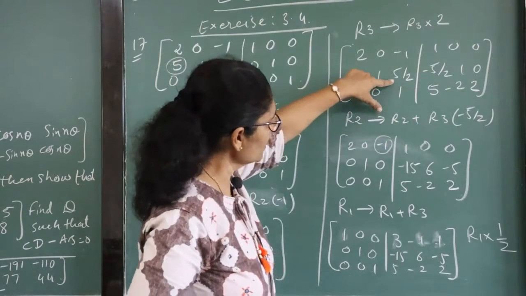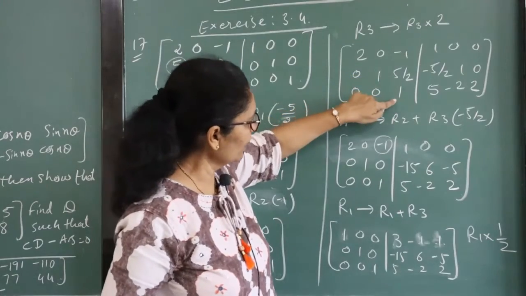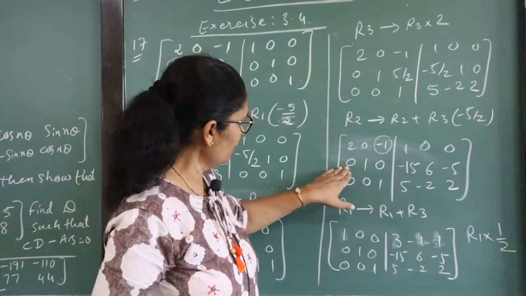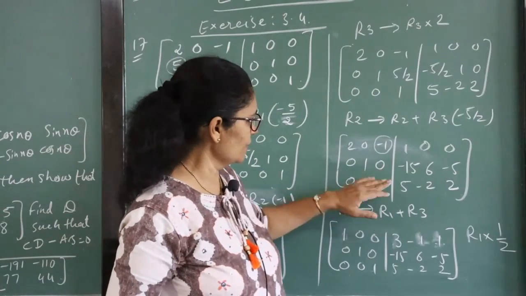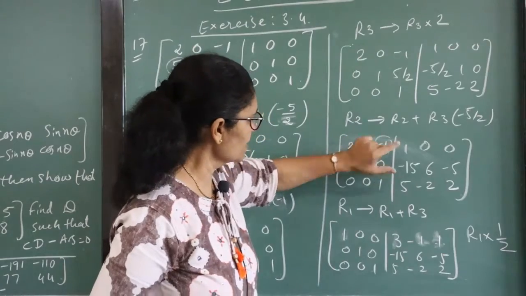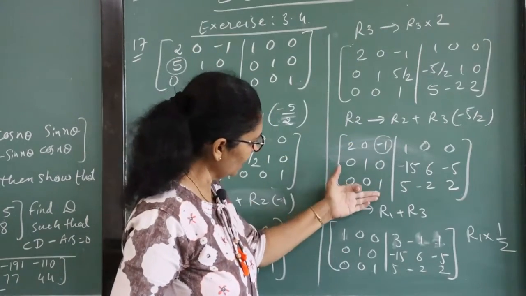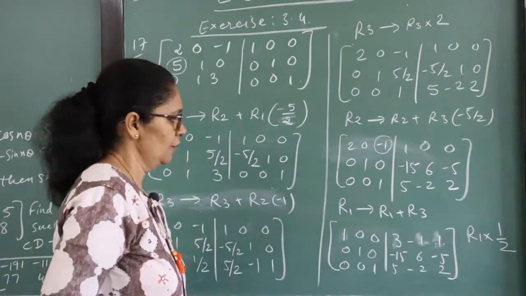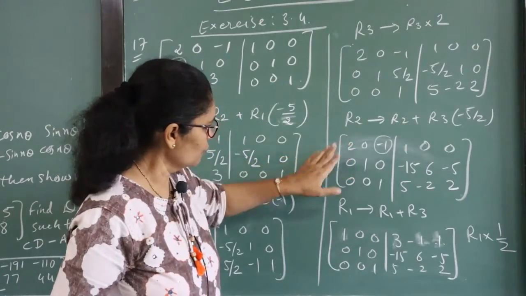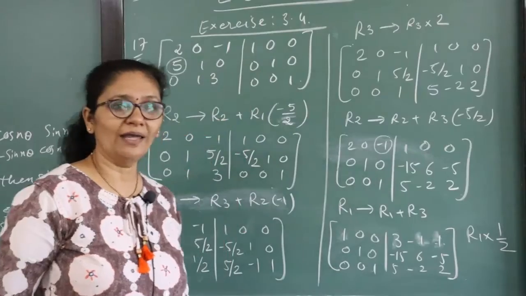Now we don't want this 5 by 2. So we multiply this term by minus 5 by 2 and add it here. So you get 1 0 0 0 1 0 as the last 2 rows. Now after getting that, we don't want this minus 1, so we directly add the third row to the first. So you get a unit matrix, but here we have 2, so we divide the first row by 2.